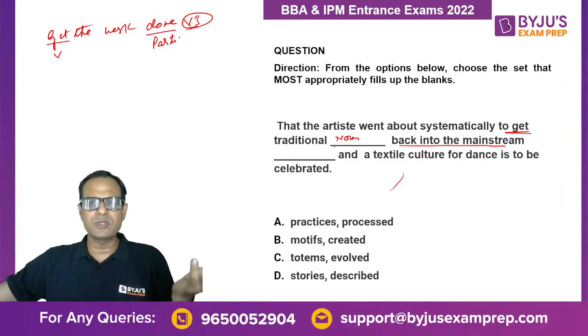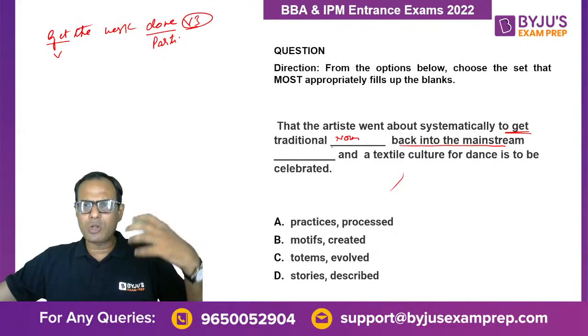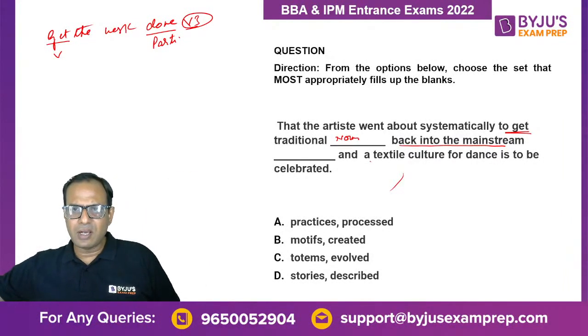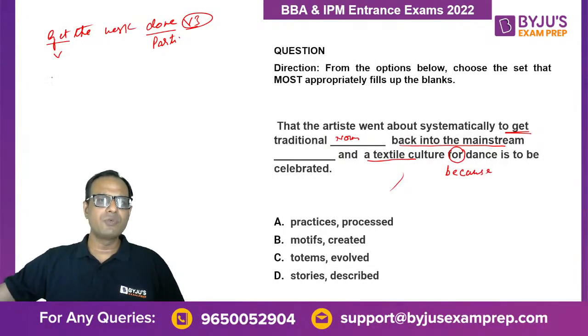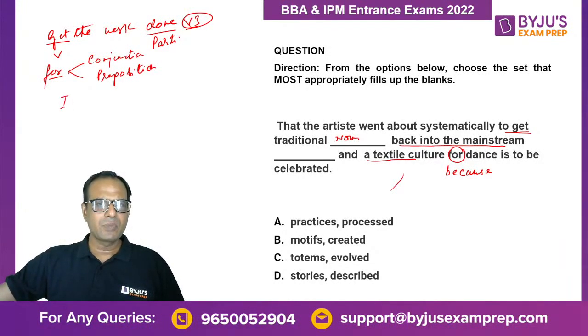Now you are looking for something that could be brought back in what? And a textile culture for, now over here for means because, understand it. Now this word for can be used as a conjunction, right, as well as a preposition. Let me give you an example. Now if I say, I was waiting for you.